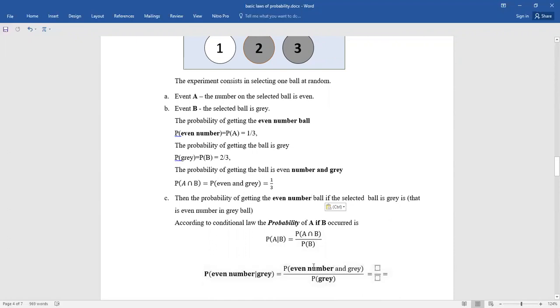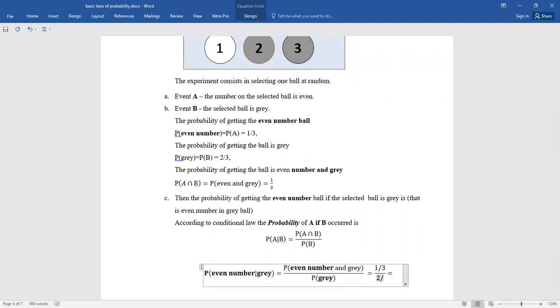So what is it without the condition? Remember, understand: when you are using the condition, the right-hand side becomes without condition. We select from all the balls. From 3 balls, you are selecting one that is an even number and gray. How many? There is one even number, and it is also gray. So it will be 1/3. Then divided by the probability of gray. There are 2 gray balls out of 3 balls, so it will be 2/3. 1/3 divided by 2/3, if you sum up, is 1/2.